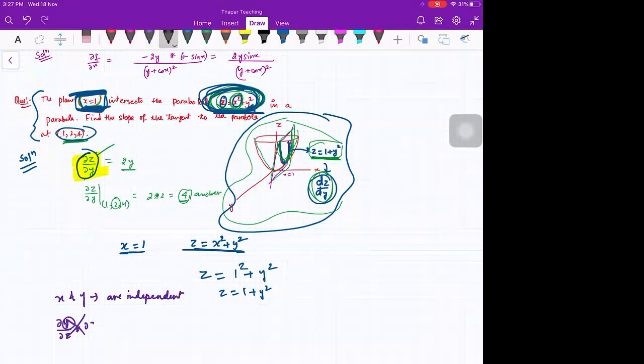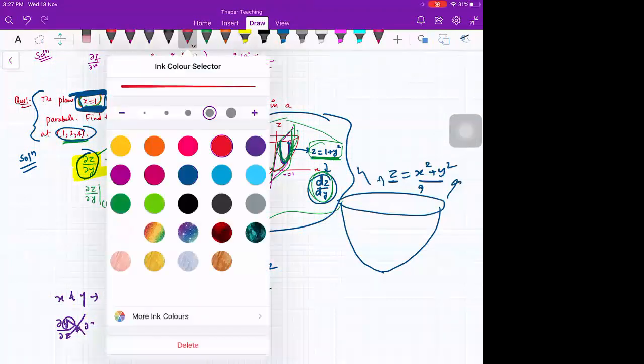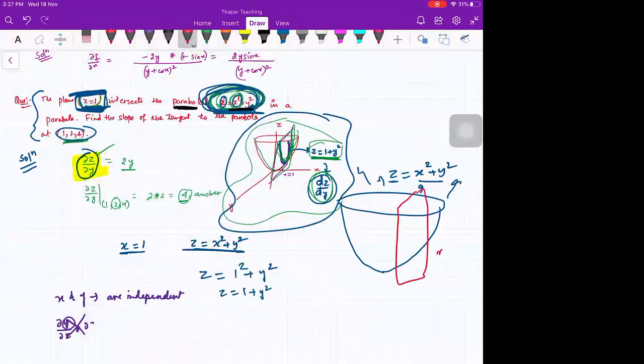So you were asking whether x and y are constants. Here you have a paraboloid, an infinite paraboloid, z is equal to x square plus y square. If you draw it, z is always positive, so you get a bowl-like structure which keeps growing. You are cutting this paraboloid with the plane x is equal to 1. You will get a curve, which is actually a parabola, and on that curve there is a point 1, 2, 4. At that point, we want to find the slope of the tangent.